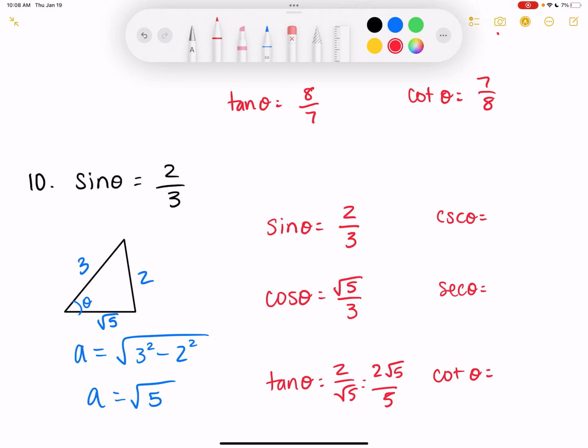I would always write it this way first, because when you're going to go to flip it, then you don't have to go back and try to think about it. So cosecant, 3 over 2. Secant, 3 over square root of 5. Yep, 3 root 5 over 5. And cotangent, root 5 over 2.